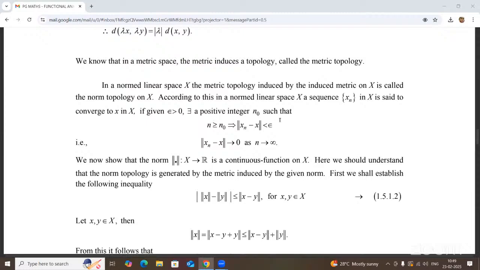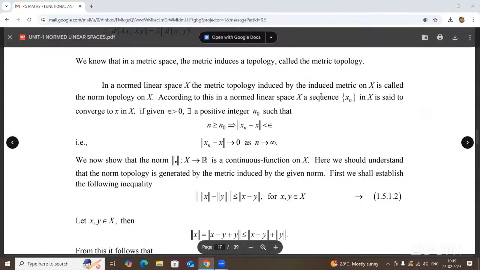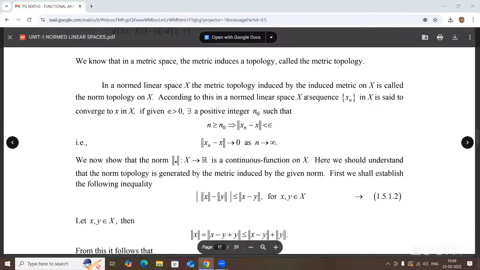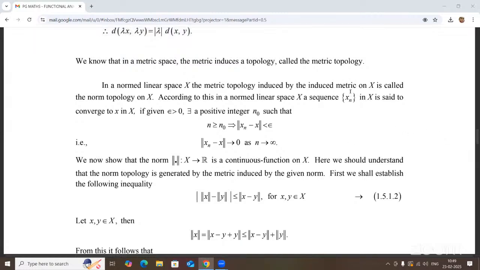Okay, at the same time, we are taking any one of the sequences there from the induced metric topology. That is called a norm topology on X. Induced metric topology means norm topology on capital X. According to that normed linear space, one of the sequences is denoted by xn, be any one of the sequences.